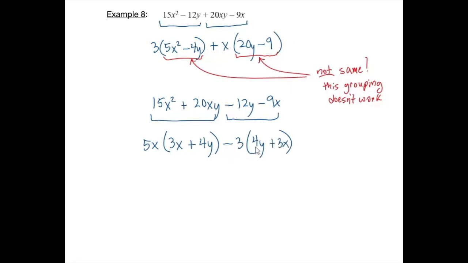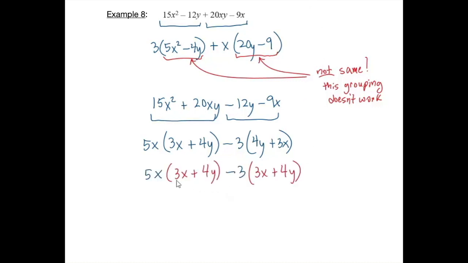Negative 3 times 4y is negative 12y, and negative 3 times 3x is negative 9x. Now we have expressions inside the parentheses that are in the opposite order, but the two terms are identical. They're both positive 3x and positive 4y. So we can change the order in either of these, and it won't change the expression.